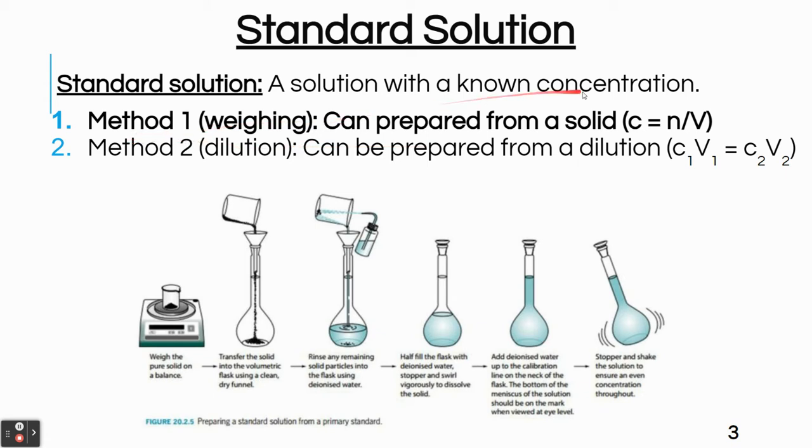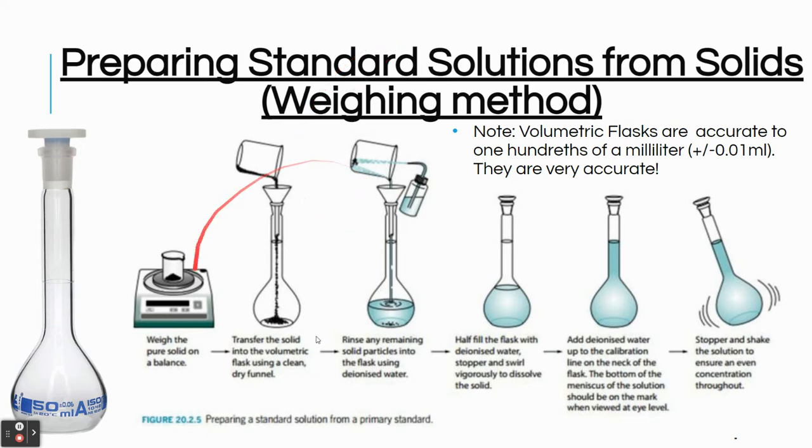But for that method, you had to figure out what mass of the substance you needed by using your C equals n over V formula, finding your moles and then converting to mass. So that's method one of making a standard solution, which again is just a solution with a known concentration. It was a video provided in the presentation of the previous lesson, so you could see making a solution in action using that weighing method from the solid. And this is just a summary slide of that previous method.